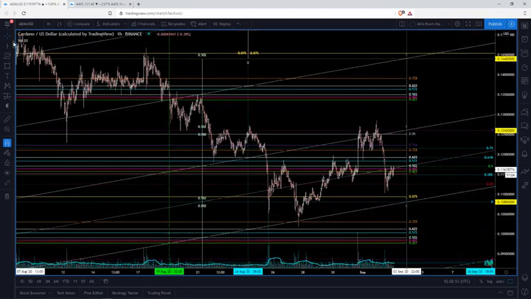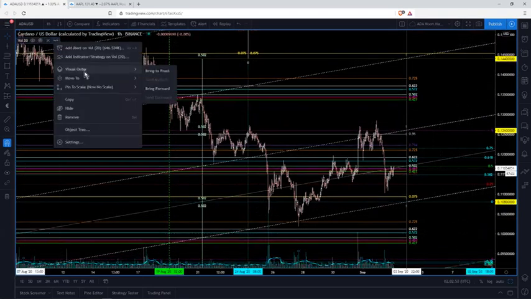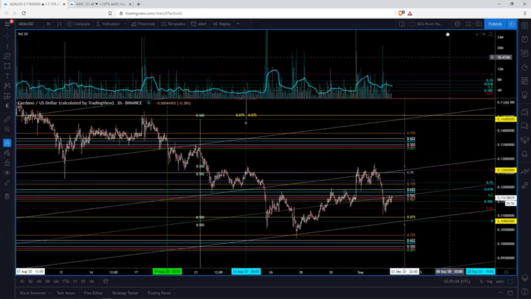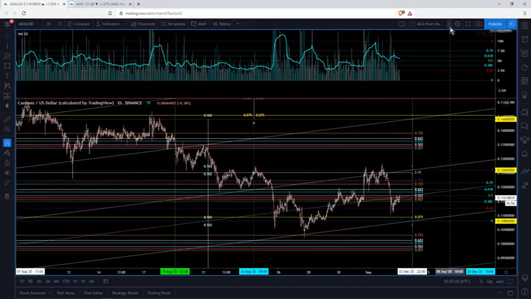Oops. Put my volume back up at the top there. Move to pane above. Yeah, there we go. So I'm going to send you all these files and these charts. Okay.